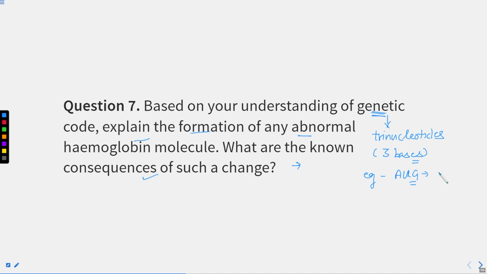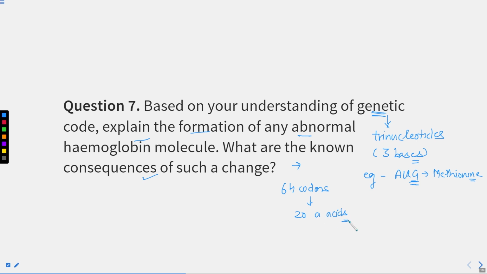AUG codes for methionine. So this is a codon. A particular codon codes for a particular amino acid. Okay, and more than one codon can code for one amino acid. That's why we have 64 codons. In total, we have 64 codons, but they code for only 20 amino acids.